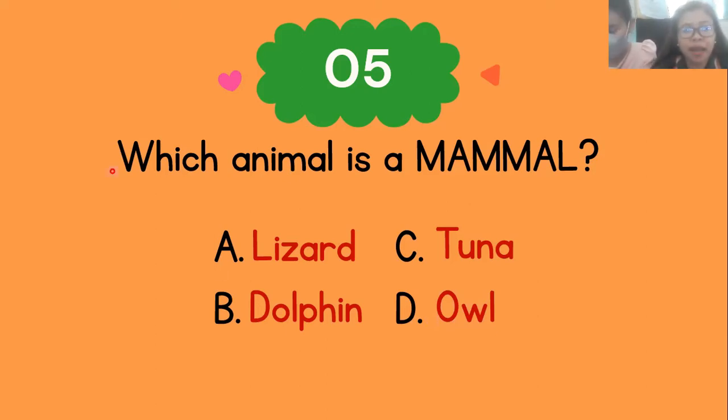Which animal is a mammal? A, lizard. B, dolphin. C, tuna. D, owl. Number 6.